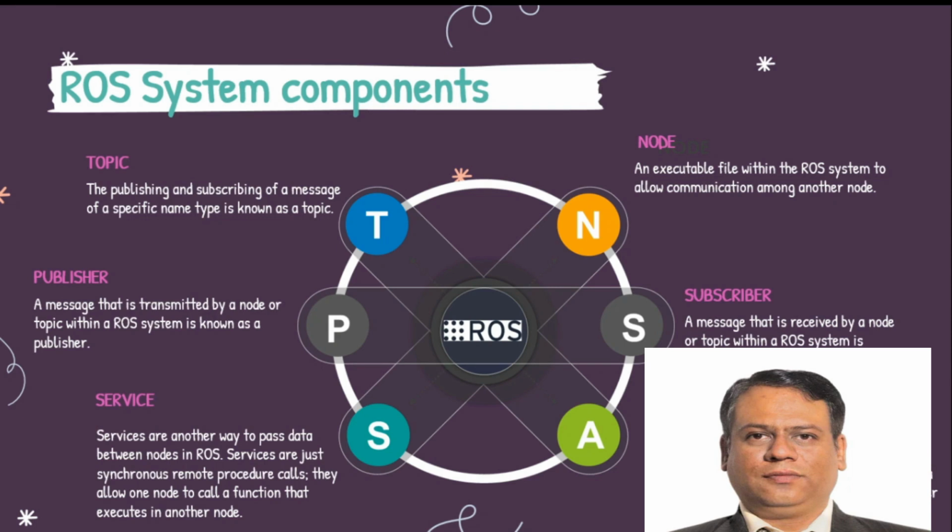Whereas while thinking about the service, you can specify it in a single sentence: it is a synchronous remote procedure. Whereas an action is asynchronous. So service means synchronous, action means asynchronous. Why we call it that: while talking about the service, there is a synchronization between the transmitter as well as the receiver.